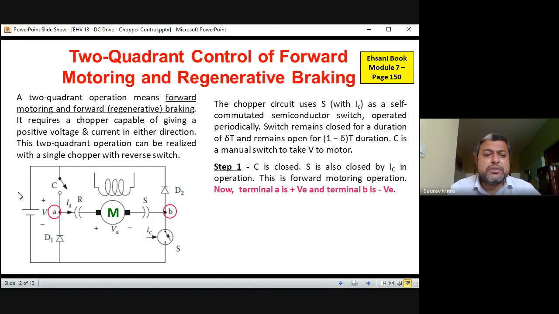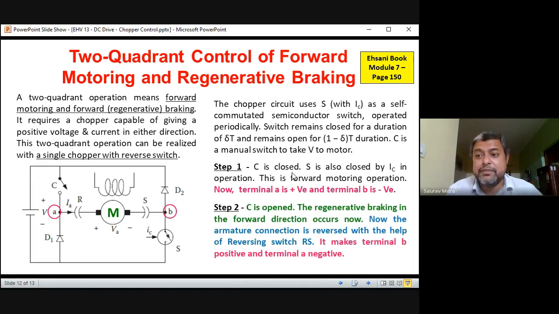C is closed, so this supply V, which is flowing through C, and in this case S is also closed, so IC has closed the switch S. Initially the V is connected to C through A, through R, through the armature, left side positive, right side negative, through S, B, and through S it comes to the ground. So this is the first case. This case is called forward motoring operation. Now A terminal is positive and B terminal is negative.